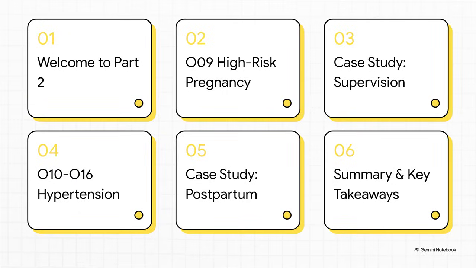Okay, let's dive into this. Here's our roadmap for today's explainer. We'll start with O09 for high-risk pregnancies, tackle a quick case study, then move into O10 through O16 for hypertensive disorders, do another case study on postpartum hypertension, and wrap up with our key takeaways.